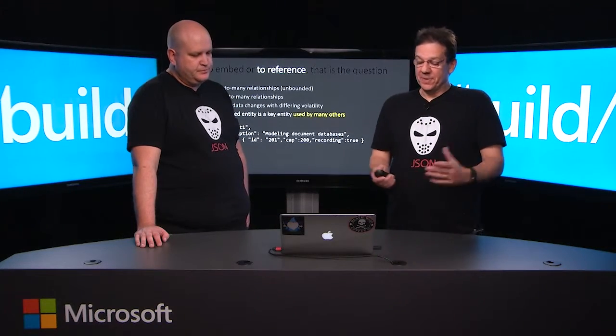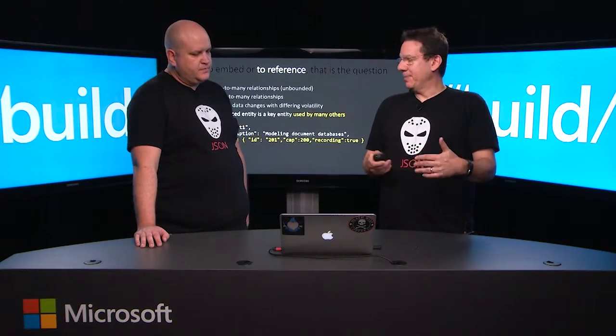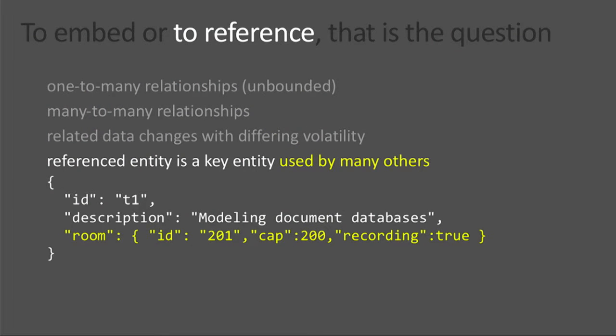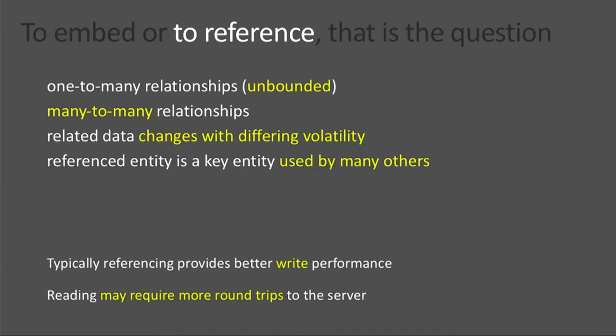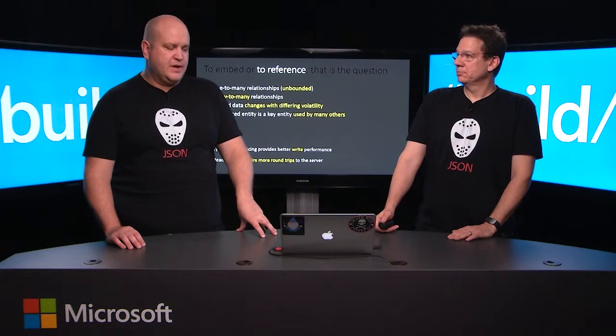Right. So this is an example of a signal where we want to take this data and pull it out into its own document. So now we have a separate room document, and now it's easy to change that. And we simply reference the room ID in the original talk document. Very cool. Okay. So as you can see, even when working with document databases, you don't have to embed all of the time. Sometimes it's okay to reference, and here we've spent the last couple of minutes looking at when it is probably better to reference than embed.